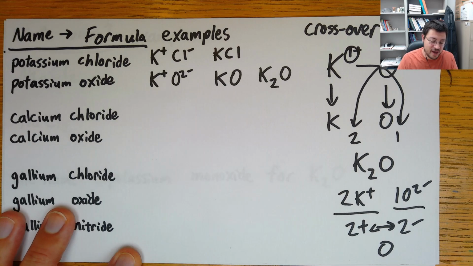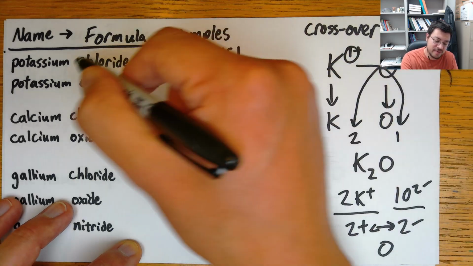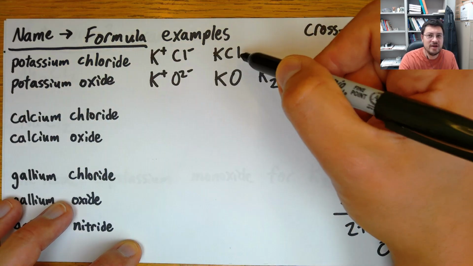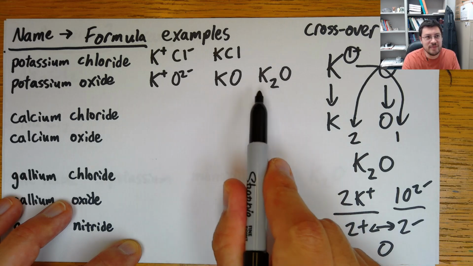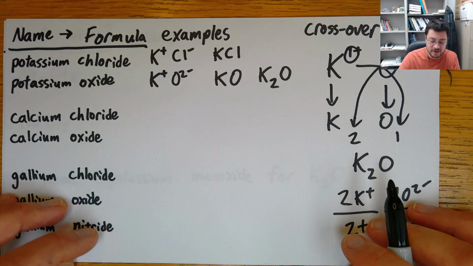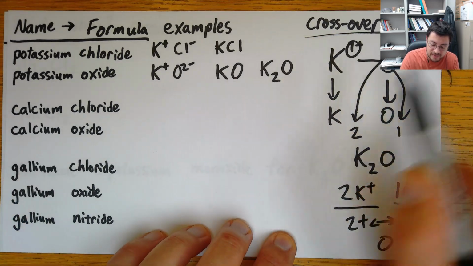Most ionic compounds, you're not going to find it that way. Sometimes you get lucky with potassium chloride, it's 1-to-1. Table salt, sodium chloride, is 1-to-1. But a lot of them, you're going to have 2 of something, 3 of something, whatever. All right, so crossover method. I love it. Use it.